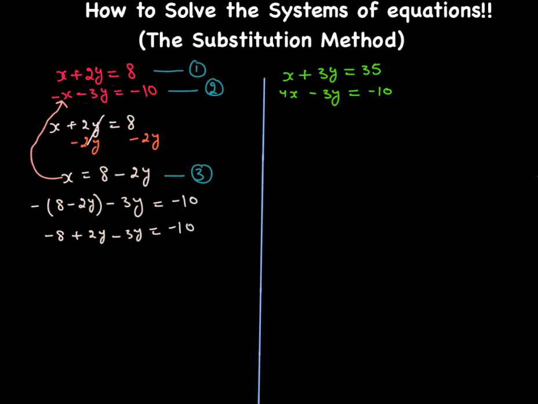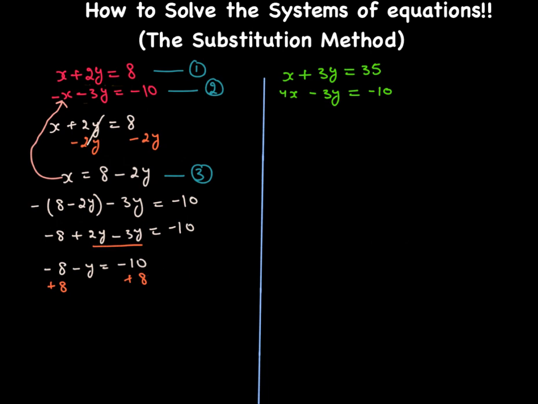Now combine the like terms. This is a number, and these are the variables, both are y. We can combine them. That gives me -8, and 2y minus 3y gives me -y, which is equal to -10. We want to find the value of y, so we want to get rid of this -8. If we add 8, it will cancel out, but we need to do that on both sides.